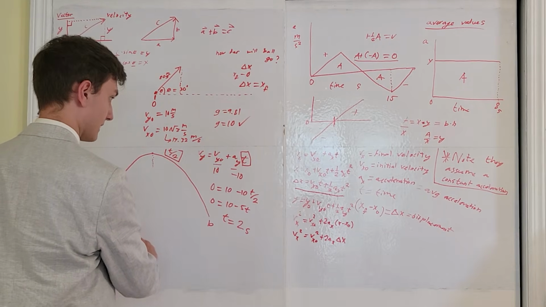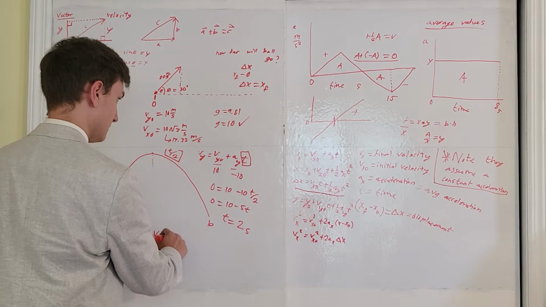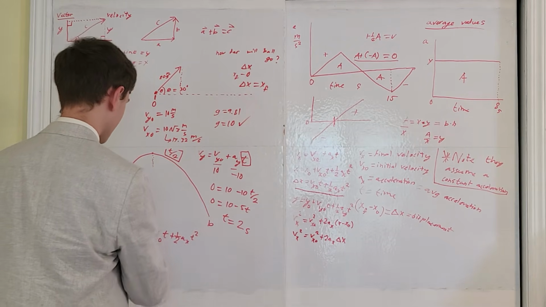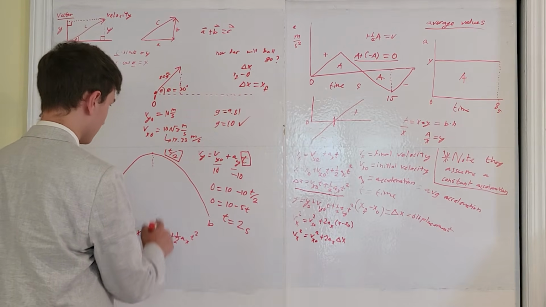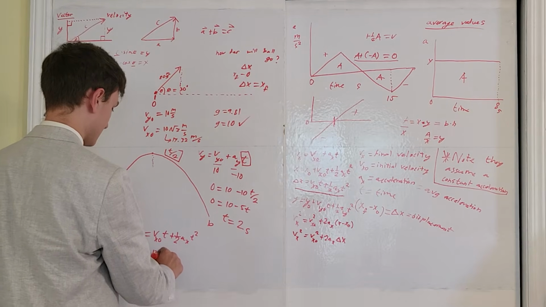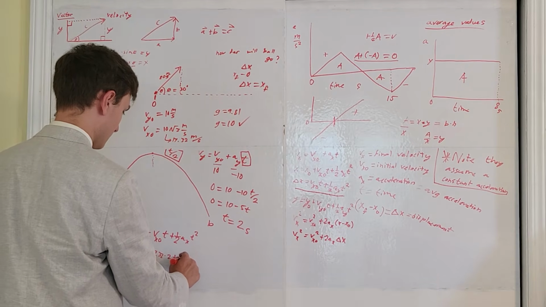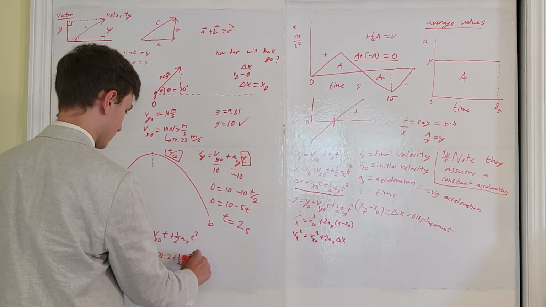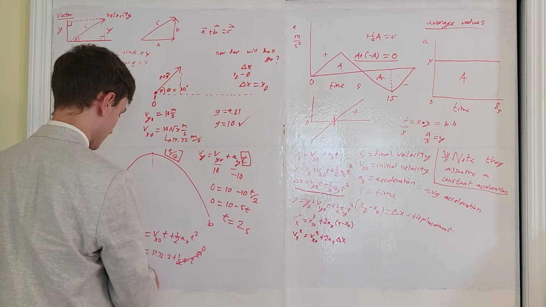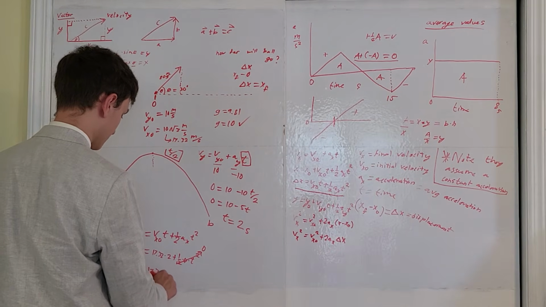Our displacement, delta x, equals vx naught times t plus 1/2 a sub x t squared. Delta x, that's what we're solving for, equals vx naught, 17.32 meters per second, times time, 2 seconds, plus 1/2 times 0 times t squared. The 0 makes this whole term go to 0. Therefore, delta x equals our initial velocity in the x direction, 17.32 times 2.